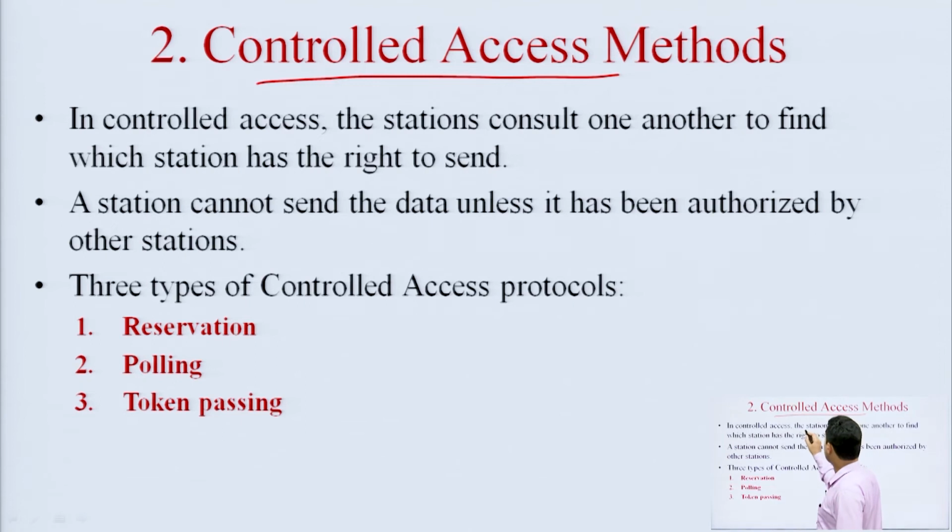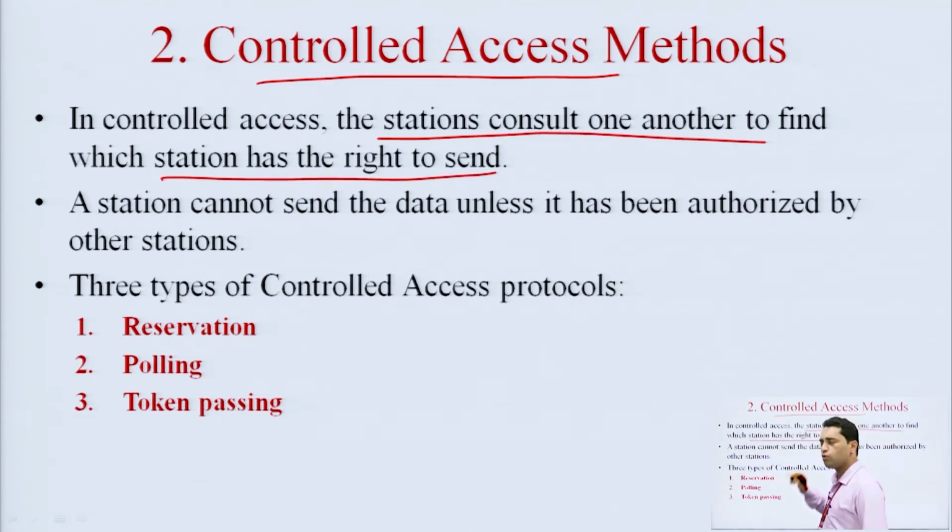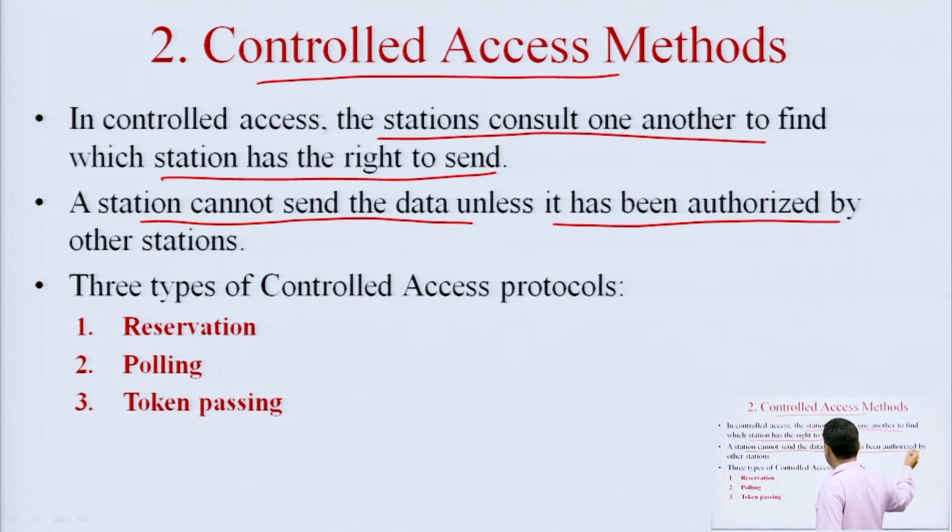In controlled access, the stations consult one another to find which station has the right to send the data. It means the 6 faculty members will decide who will go in the class for the first lecture, and in the same manner the subsequent lectures will be scheduled. A station cannot send the data unless it has been authorized by the other stations. It is not possible that in the first class I am always going without the consent of the remaining 5 faculty members. No, this is not in the rule of controlled access methods.